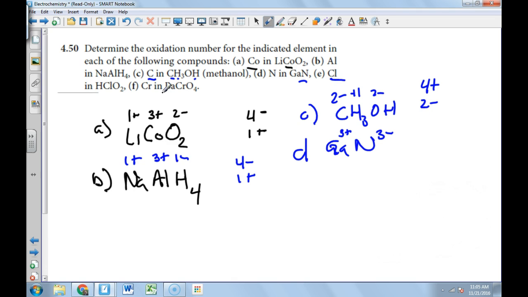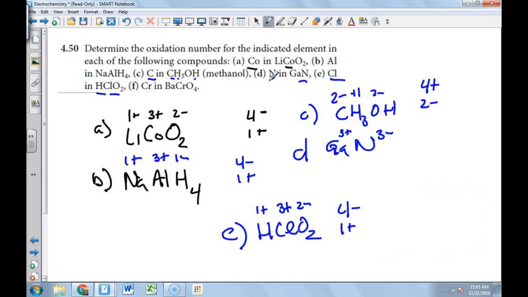Okay, how about chlorine in HClO2? Okay, well, for part E, HClO2. Remember, oxygen is going to be always 2-, and hydrogen is almost always going to be 1+. So there's 4- because of the oxygen. There's a 1+ because of the hydrogen. So chlorine is going to have a 3+ oxidation state.